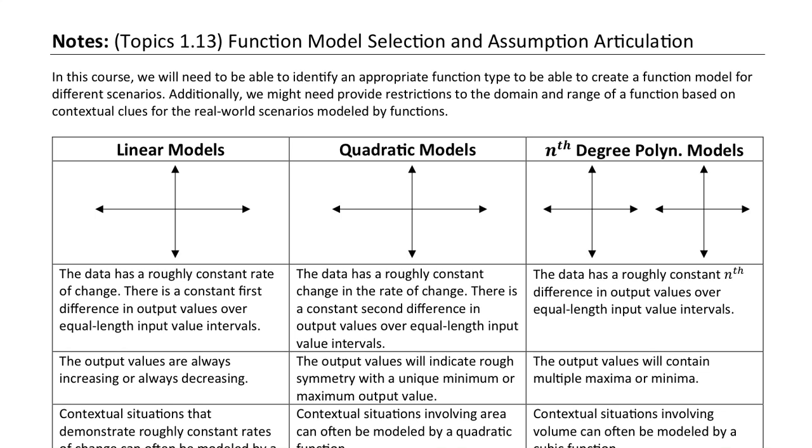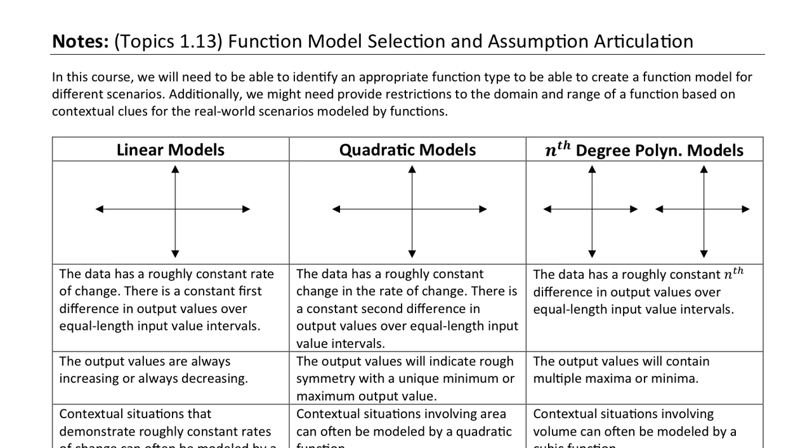So topic 1.13 is called function model selection and assumption articulation, which is a lot of words to say we're working on making sure we can look at real world data and real world scenarios and decide what type of function that we studied so far in class best represents that data. We're going to focus mainly today on linear, quadratic, and polynomial models, so we'll leave rational functions for a second and focus mainly on these types when we look at data.